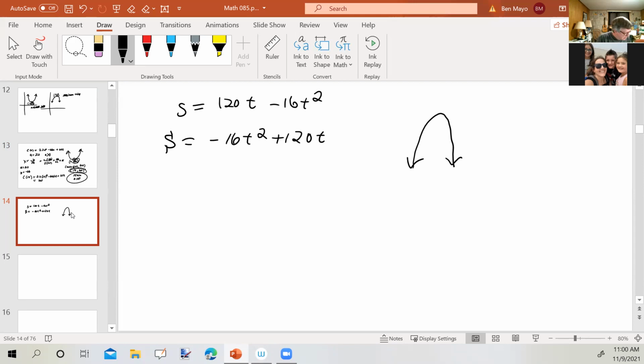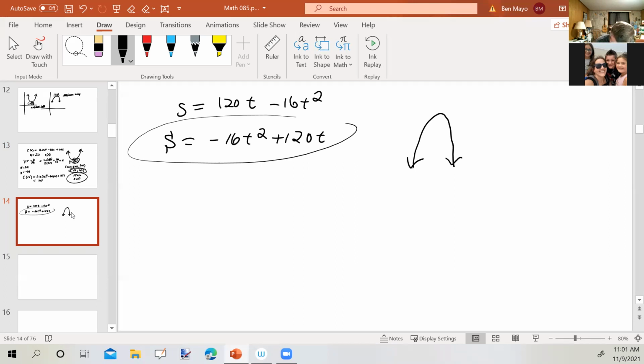Which makes sense. If we're shooting a rocket or fireworks into the air, isn't it going to go up and then come down? It's not going to go down and then come back up, right? So here's a rough sketch of what this should look like. Now, if the shell is designed to explode when it reaches its maximum height, after how long after being fired and at what height will the fireworks appear in the sky?